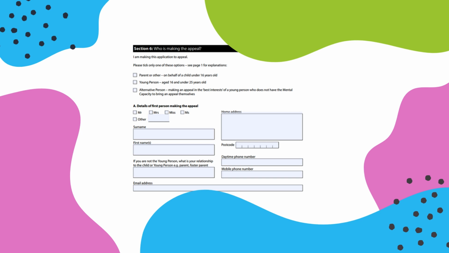Section 6 then goes on to ask for some details of the person making the appeal. It is important that this information is correct, especially the email address, as this is how the person making the appeal will be contacted.